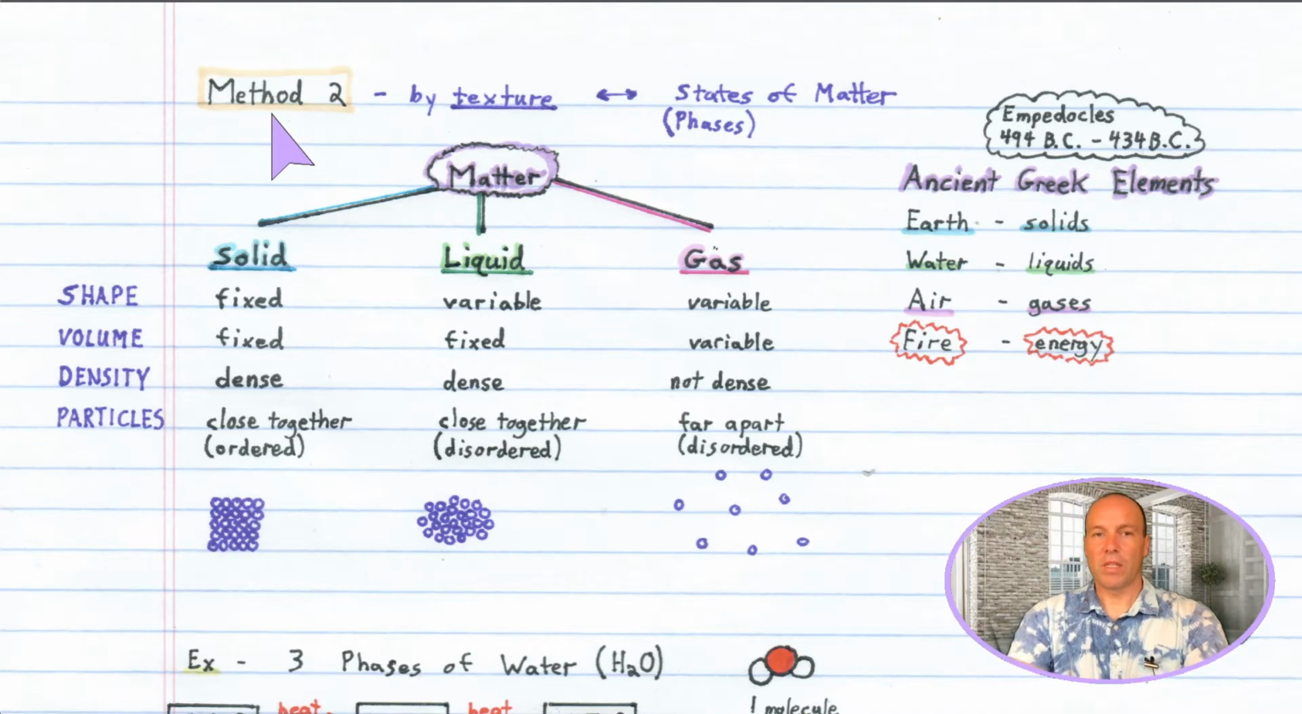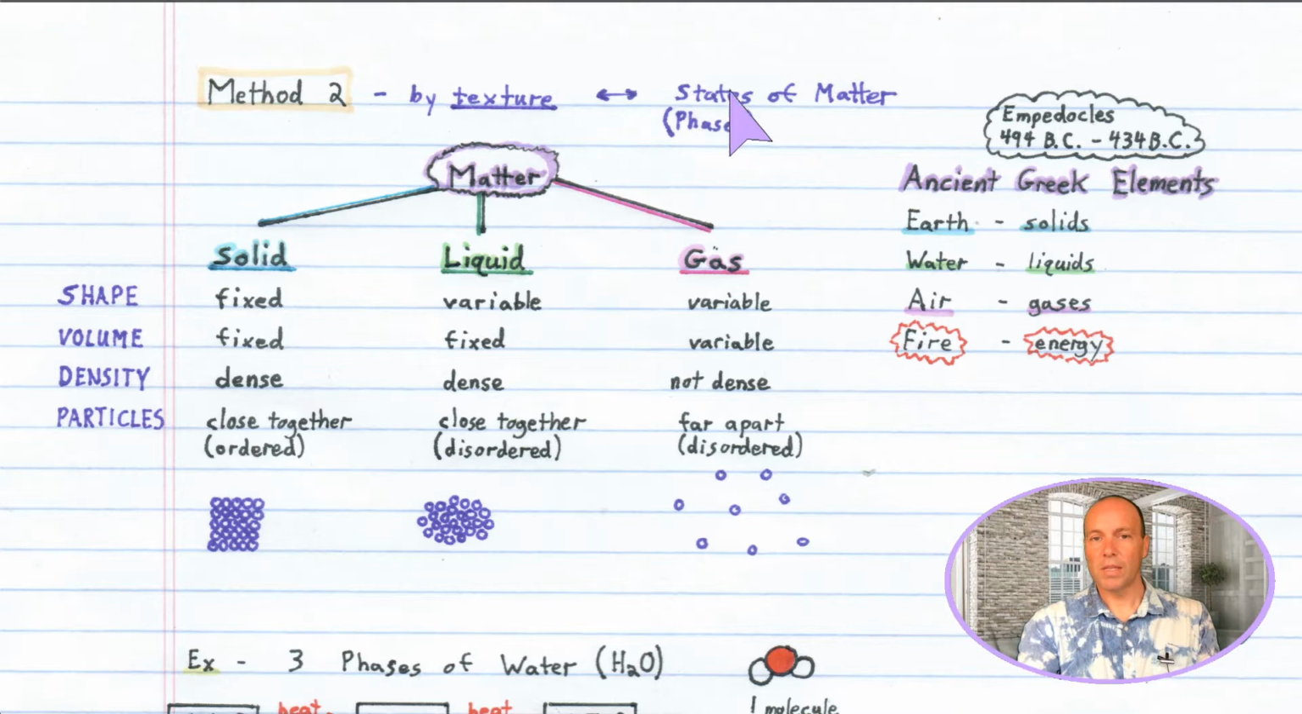Recall from our previous lecture that we divided matter into two categories. It's either naturally occurring or it's synthetic. It's made without the help of man or with the help of man. All of the material around us can be placed in one of those two categories. Well, in today's lecture, we discuss a second method for categorizing matter by its texture.